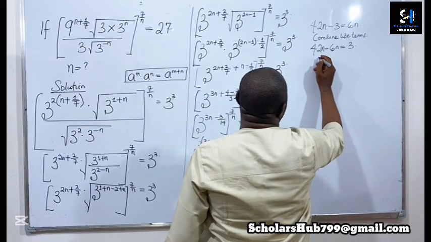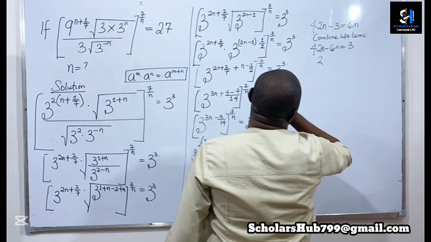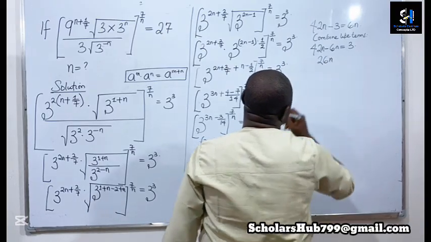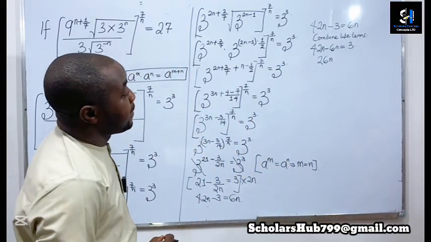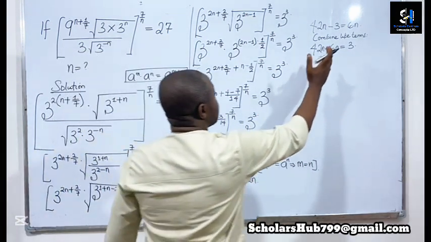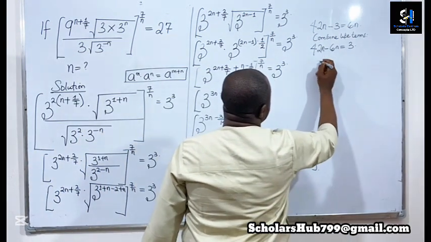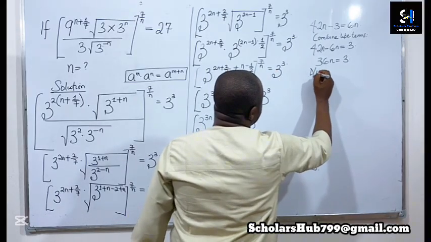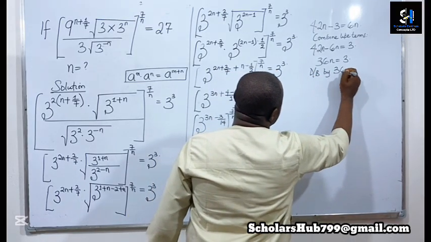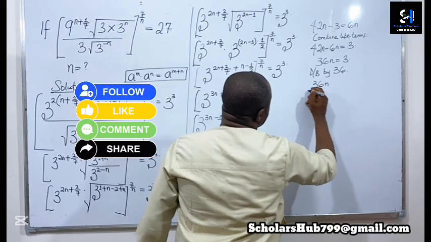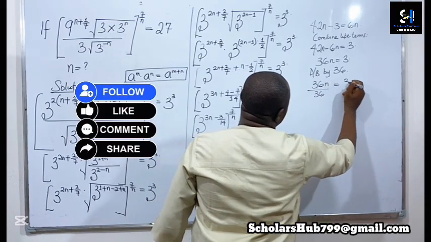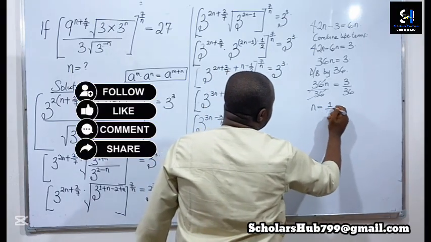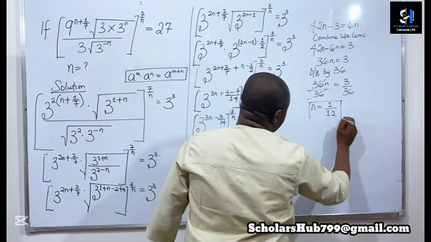And this is going to be 36n. 36n equals 3. So now we divide both sides by 36. So 36n divided by 36 will equal 3 divided by 36. So the value of n will be 1 over 12.